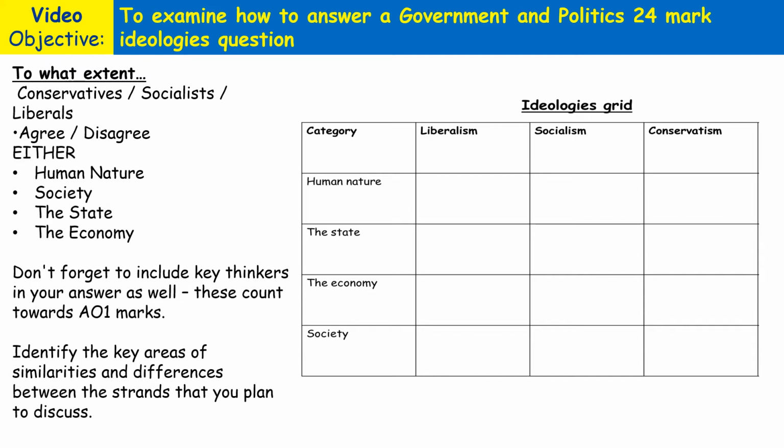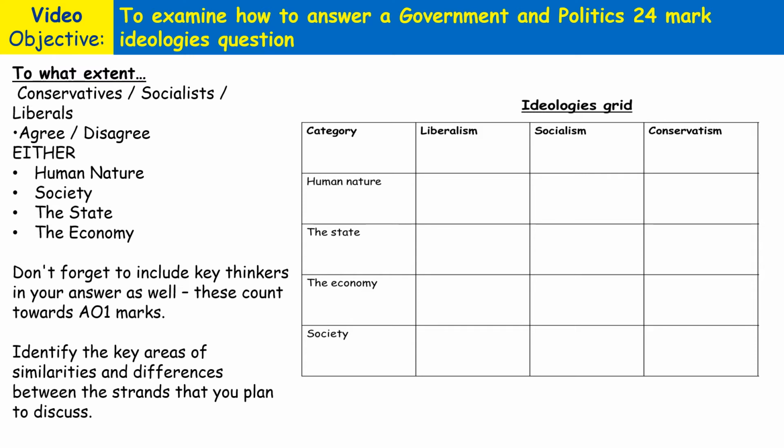Now, I thoroughly recommend that you, in preparation for your ideologies question, create something that looks like this on the right hand side of the video. It's an ideologies grid, and we've got liberalism, socialism, conservatism, the three core ideologies that you'll be asked about in your assessment. And then down the left hand side, we've got the four concepts. So we've got human nature, the state, the economy, society, the four categories.